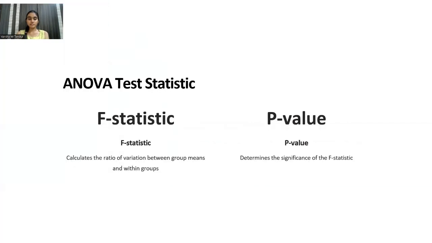ANOVA test statistic can be done in two ways, F statistic and p value. The F statistic calculates the ratio of variation between group means and within groups, and the p value determines the significance of the F statistic.